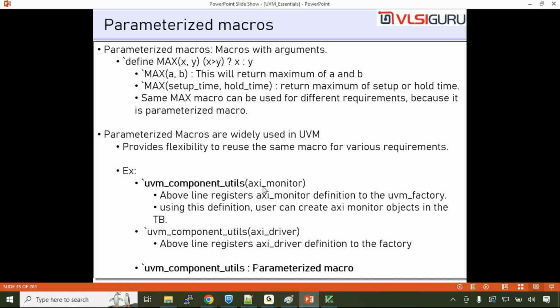Similarly, if instead of AXI monitor, you want to register AXI driver into the factory, you just have to call the same macro and pass AXI driver. So the above line registers the AXI driver definition to the factory. Got it, right?